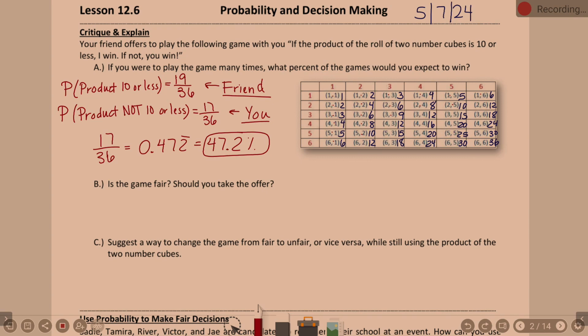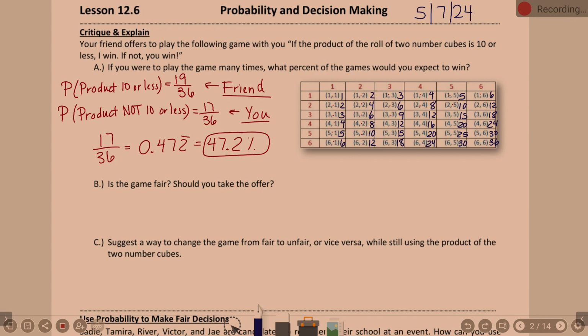With that in mind, B. Is the game fair? Should you take the offer to play the game? No, your odds of winning are not high. His odds of winning are higher than yours. Okay. Your friend has a greater probability of winning? You're more likely to lose.